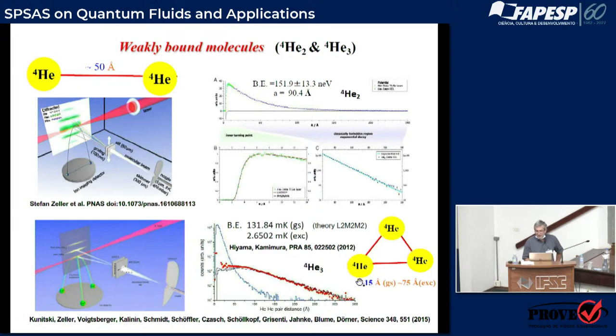Okay, so this is just a schematic of the helium trimer. You see the distance between the helium atoms is about 15 angstroms in the ground state, in the excited state, 75 angstroms. So this is really very large.